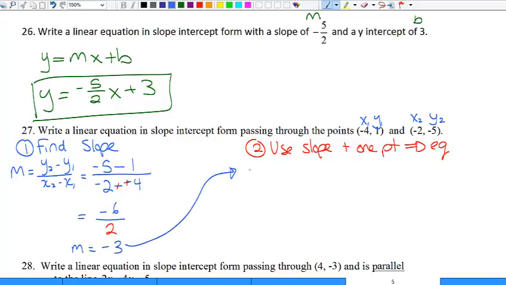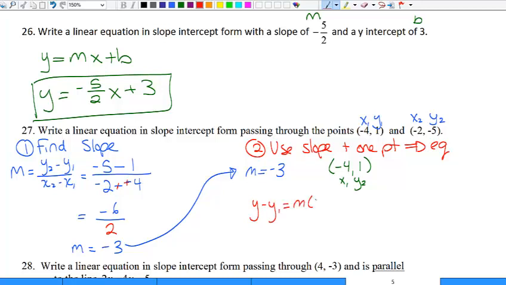So I'm going to take that m equals -3 from my first step, and I'm going to use one of the points. At this point, you can pick which point you like better. I'm going to go ahead with 4, 1. If you wanted to use -2, -5, that's fine. You're just going to have a little bit different work, but your answer is going to be the same as mine. So now I have a point and a slope, which tells me I need to use point-slope form.